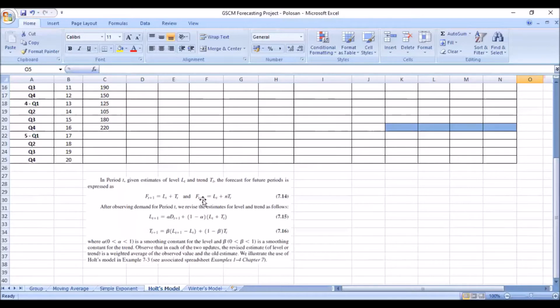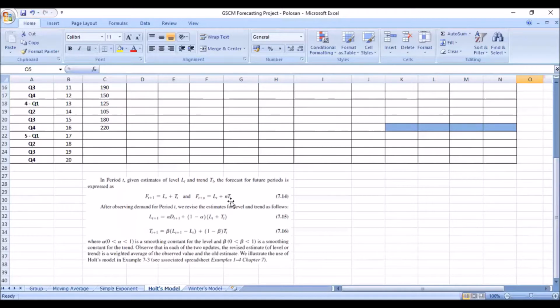Well, that's what F(t+1) = L(t) + nT(t) means. For a forecast that doesn't have any demand yet, we use the last level and the last trend, but the last trend is multiplied by the number of periods ahead of that forecast, like 1, 2, 3 or 4, in order to find the upcoming forecast which doesn't have any demand data for now.